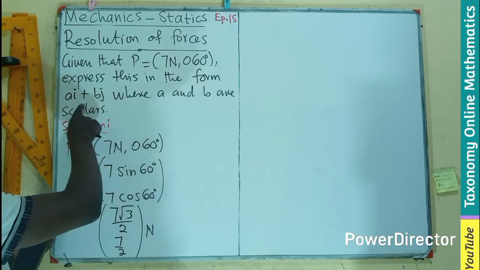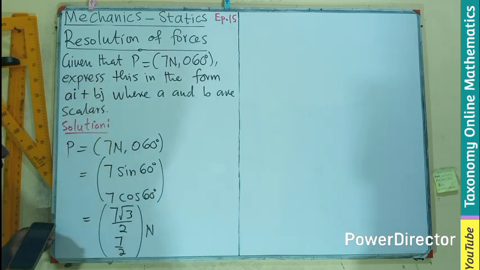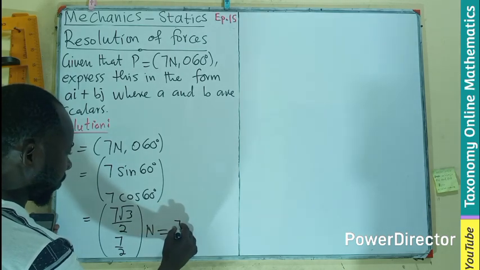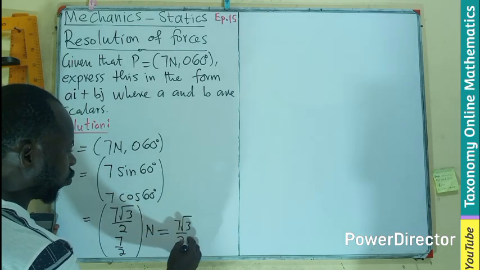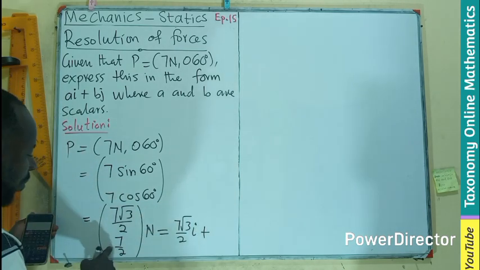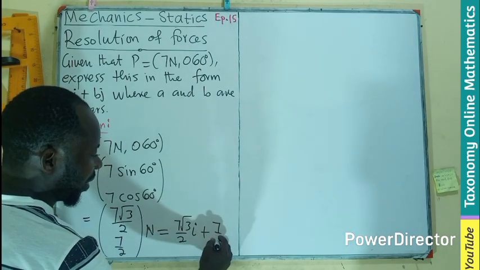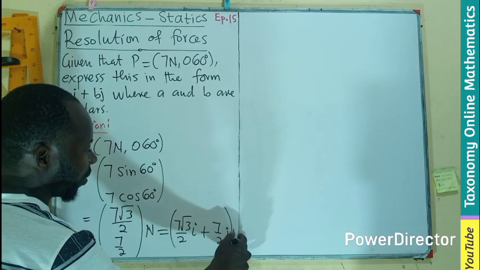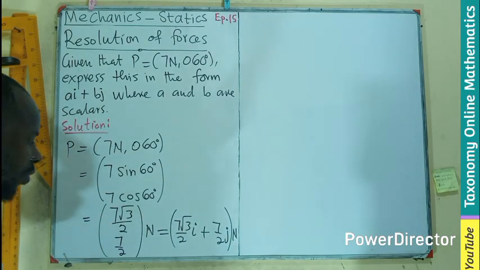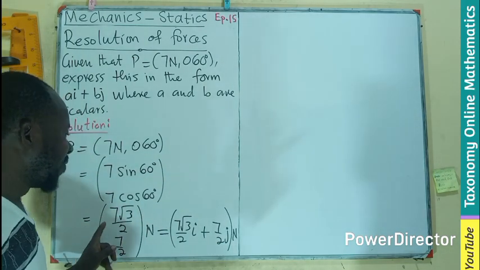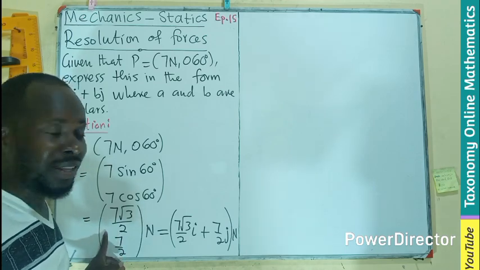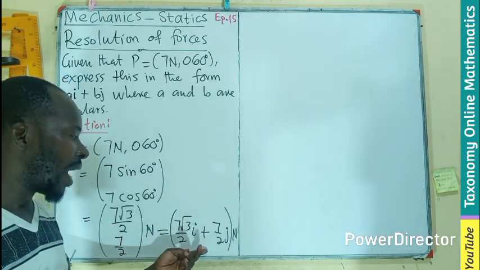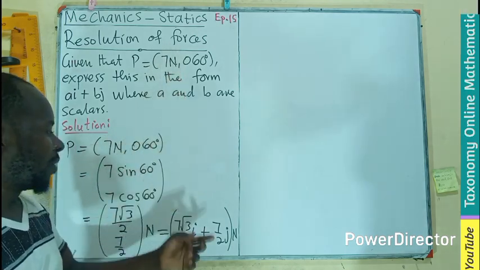But we are looking for that in the ij component form. So this will be equal to 7 root 3 over 2 i plus, because this is positive, 7 over 2 j, all in Newton. So if you move it into the vector component form, you can easily translate it into the Cartesian coordinate form. So this is the answer we are looking for.